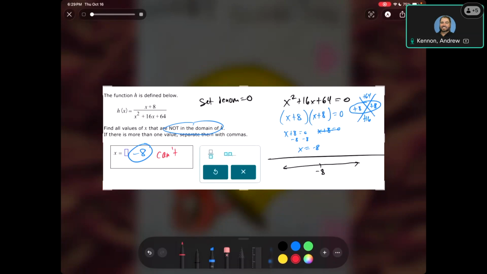So the way you do this is you would say it could be any number less than -8, which is -infinity to -8, or it could be any number bigger than -8. It just can't be -8. Because if I put a -8 in, I'd get a 0 in the denominator, and I cannot divide by 0.